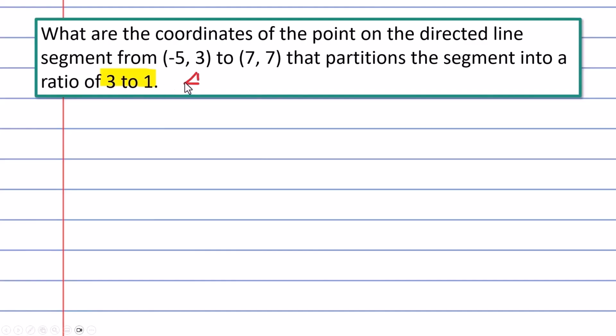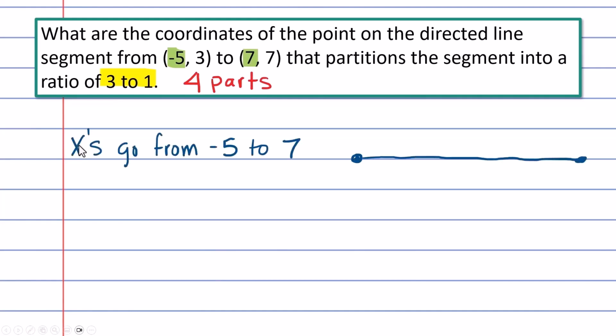3-to-1 ratio means we're going to split that line into 4 parts. Let's look at the x's first. The first x is -5 and the second x is 7. So x's go from -5 to 7. Here's -5 and here's 7. This is not a number line. This is not even going to be any kind of accurate at all. I'm just making myself a helping line so I can figure out what I'm doing with these parts.